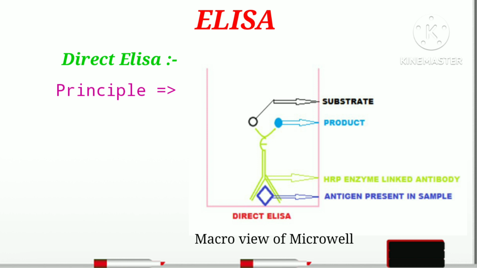Then incubation is done. In the incubation time, the antigen-antibody reaction will occur. If the patient sample contains the antigen of interest, it will bind with the enzyme conjugate. After the incubation, washing is done with the help of the wash buffer. The importance of the washing is that all unbound antibodies are washed away.